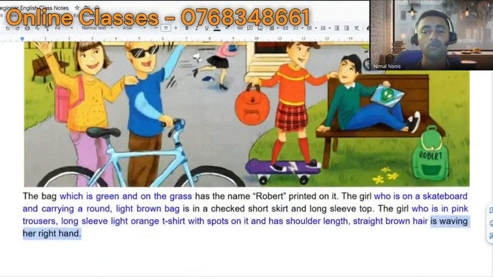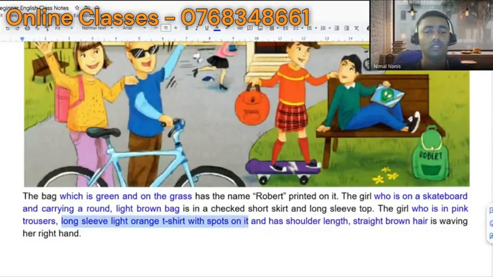Then we are using a relative pronoun. Who? The girl who. We are describing who the girl is. The girl who is in pink trousers. Yes, she is wearing pink trousers. Long sleeve, light orange t-shirt. This t-shirt is a long sleeve one, a light orange one, and with spots on it. You can see there are spots now, so we are using the preposition with spots on it. This is a description about the t-shirt.